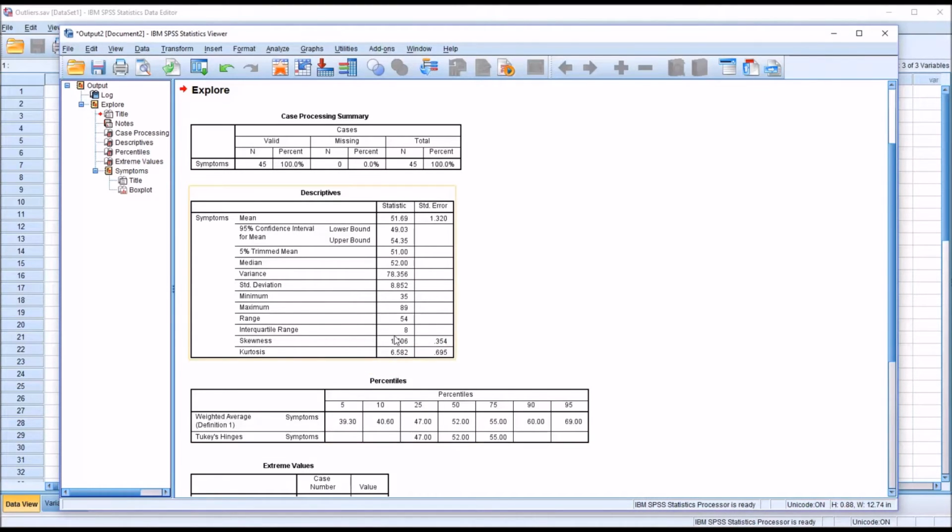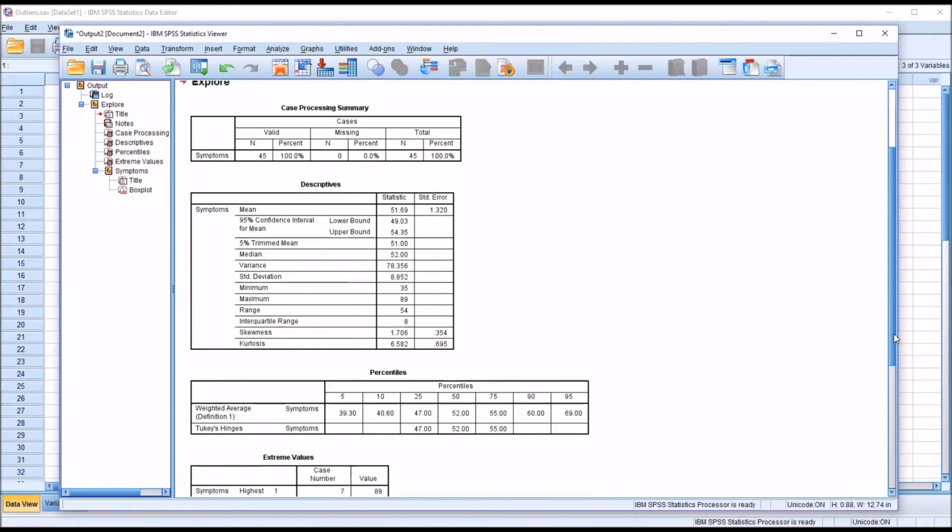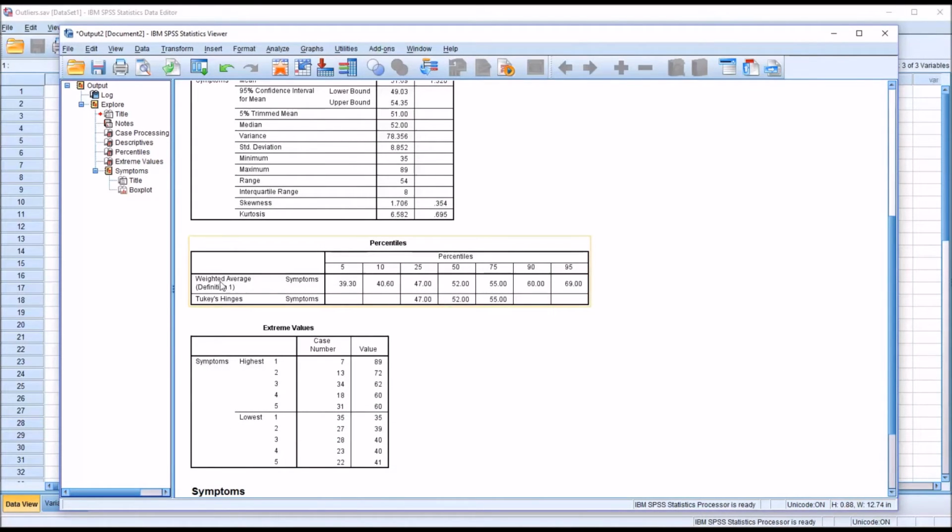To understand what the interquartile range is, you need to understand how it relates to percentiles, and that's the next table here. And you can see that we have two types, weighted average and Tukey's hinges. In this case, of interest would be the 25th percentile, also known as Q1, and the 75th percentile, also known as Q3. And you'll notice the value for the 25th percentile for both the weighted average and Tukey's hinges is 47. And for the 75th percentile, or Q3, it's 55. Q3 minus Q1 is the interquartile range. So 55 minus 47 is 8, and that's how we get 8 up here for the interquartile range.